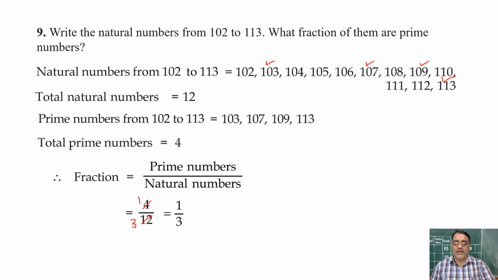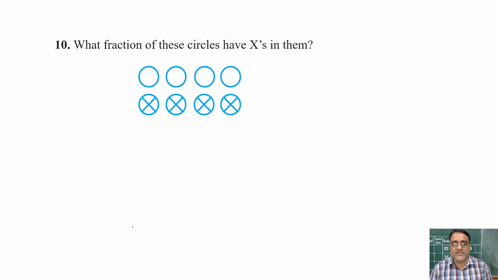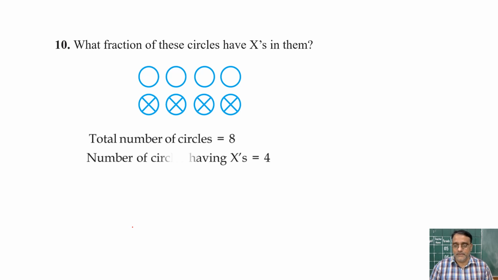Okay. So now next question. What fraction of these circles have x in them? So total number of circles are 8. Right. And how many circles are crossed? 4. So what is the fraction? 4 by 8. But it is not in simplest form. So what will we do? We will divide by 4. 4 1s are 4. 2 by 4. 4 2s are 8. So the final answer is 1 by 2.